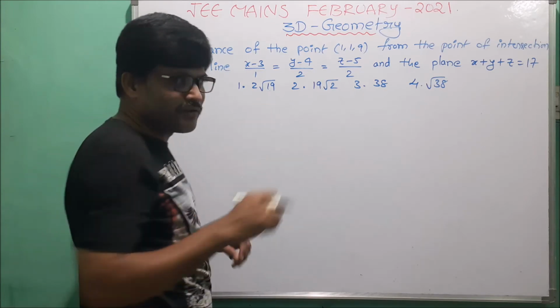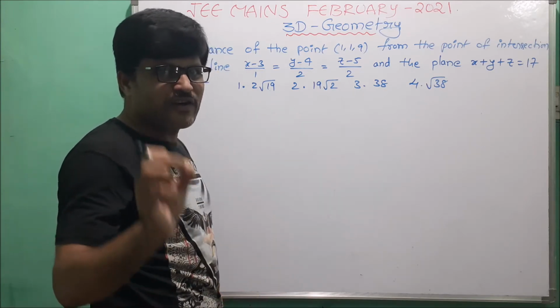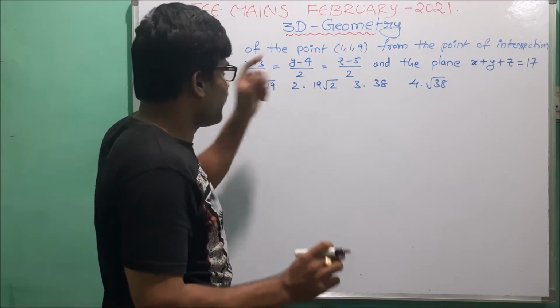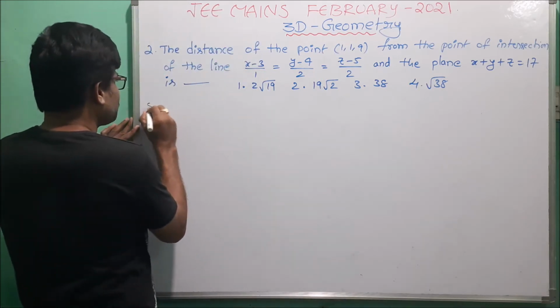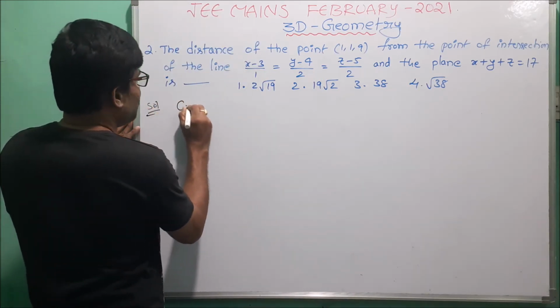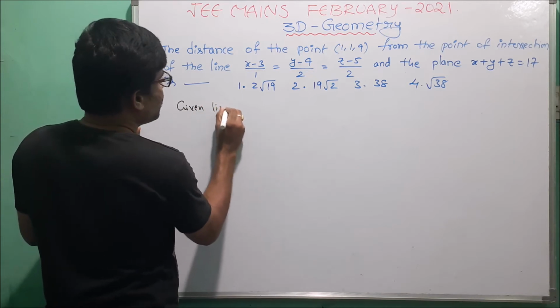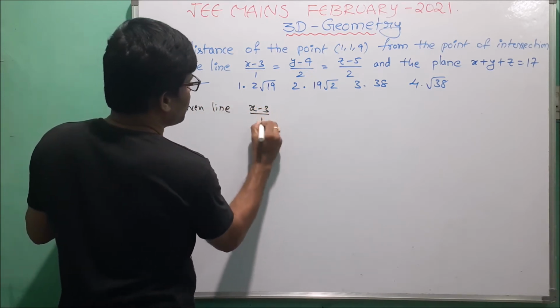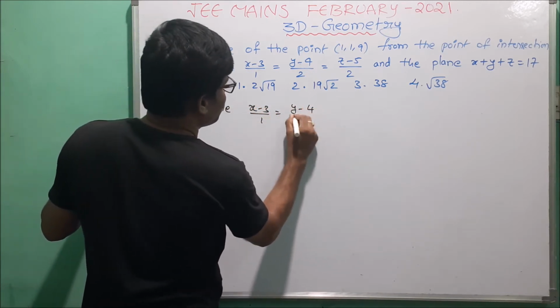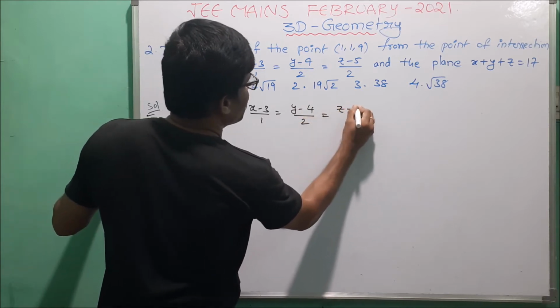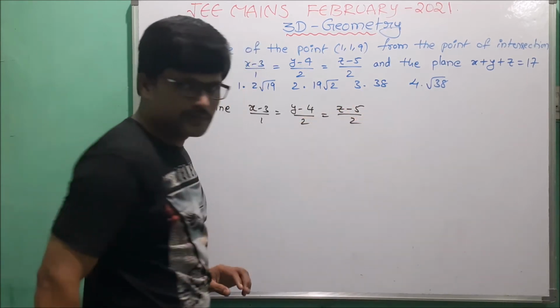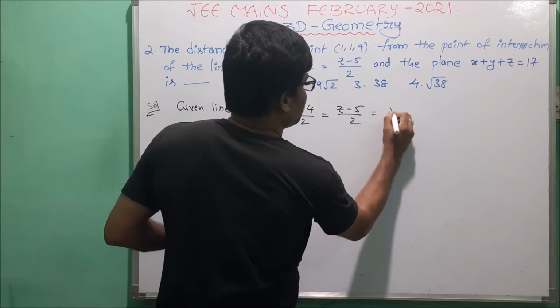First of all, we have to find the point of intersection of the line and plane. Now we take the given line (x - 3)/1 = (y - 4)/2 = (z - 5)/2. Let it be equal to some k.